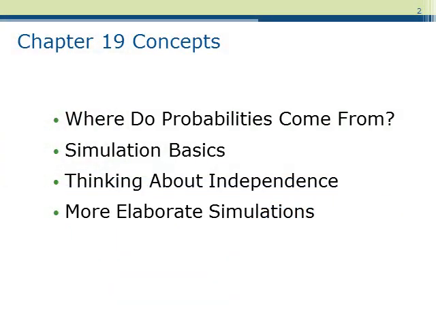These are the concepts that we will discuss in Chapter 19. Where do probabilities come from? Simulation basics, thinking about independence, and more elaborate simulations.